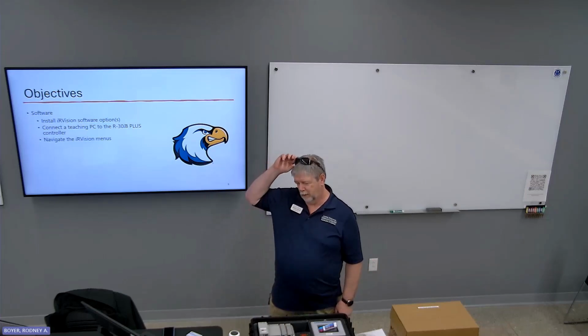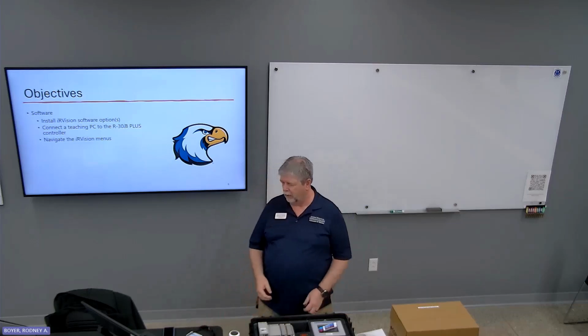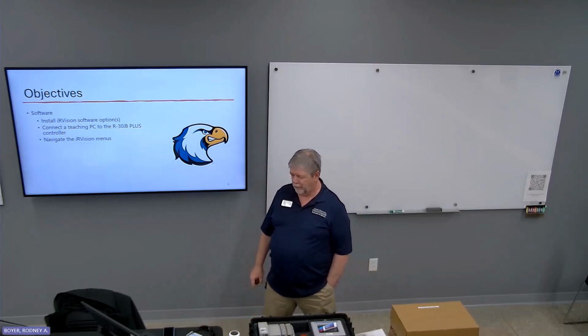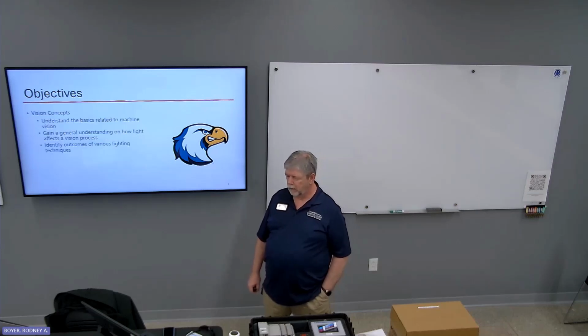Software: install ARO vision software options. Connect teaching PC to the R30IB Plus controller. Navigate the IR vision menus. The software is already installed. We're not going to mess with that.